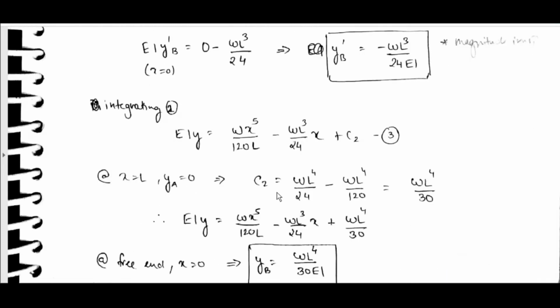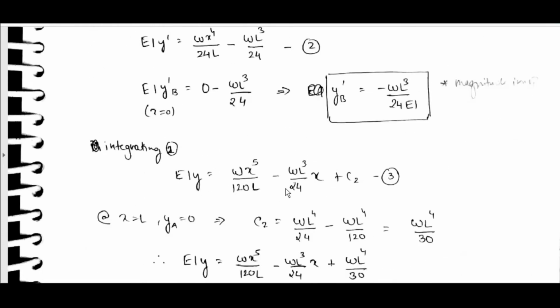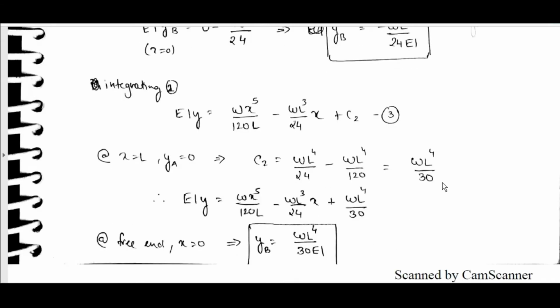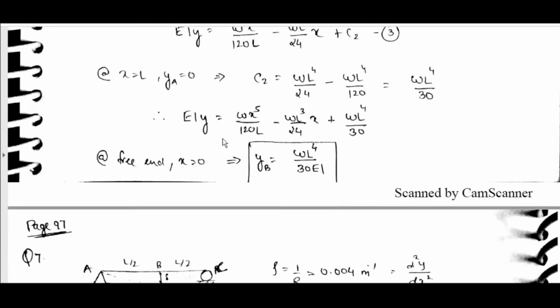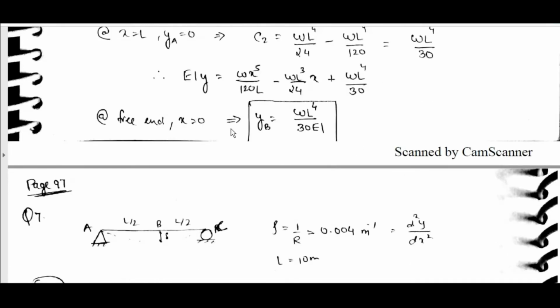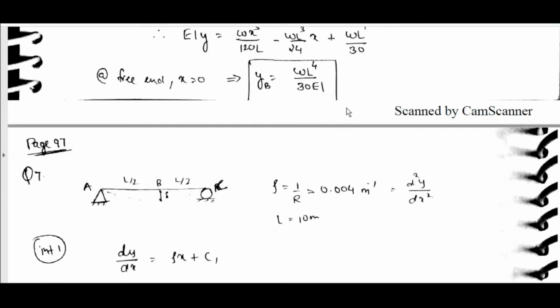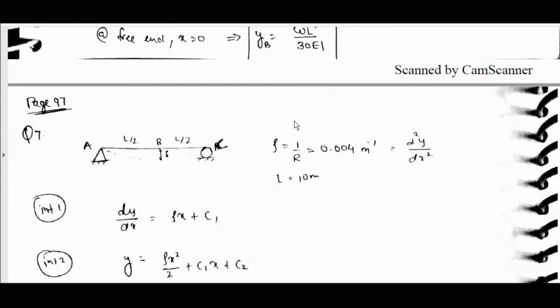So y_A is equal to 0. C2 is equal to wl cube into l by 24 minus wl power 4 by 120, which is equal to wl power 4 by 30. EIy is equal to wx power 5 by 120l minus wl cube by 24 into x plus wl power 4 by 30. At free end x is equal to 0, y_B is equal to wl power 4 by 30EI, which is in the table, matching with the table.